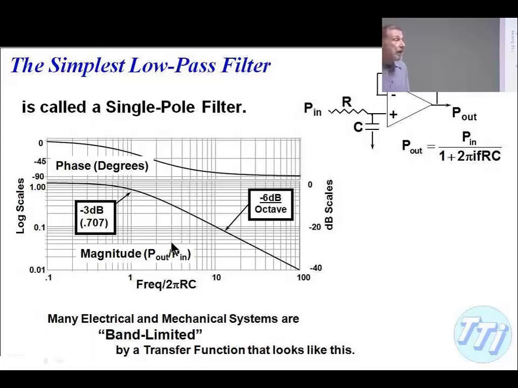I'm sorry? It will always be down 3 dB at the top. Yes, that is the definition of the cutoff frequency of the filter, is where it is down by 3 dB, with a couple of exceptions that I'm going to ignore.